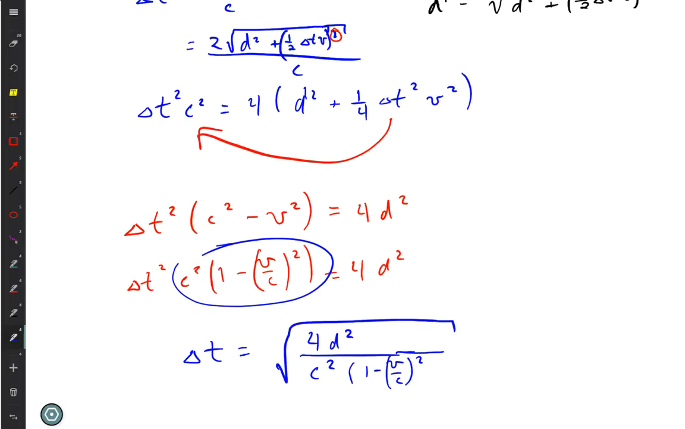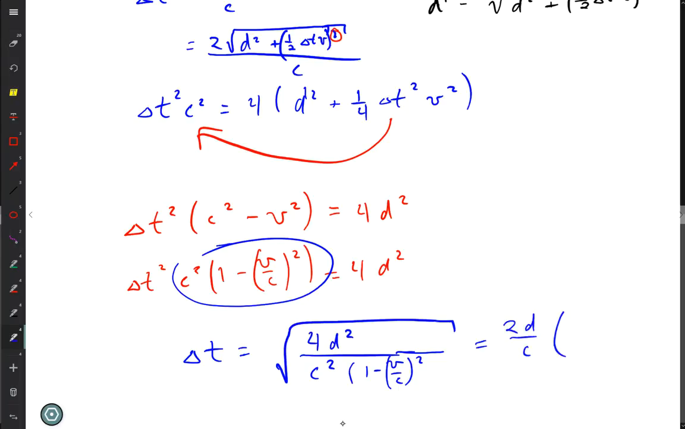We can't just throw out the idea that when you take a square root, you have two results. But then we use our reasoning to say, but I can immediately discard one of those results because it's non-physical. Simplifying this, that's 2d over c times 1 over the square root of 1 minus v over c quantity squared. Huh. What is that equal to?